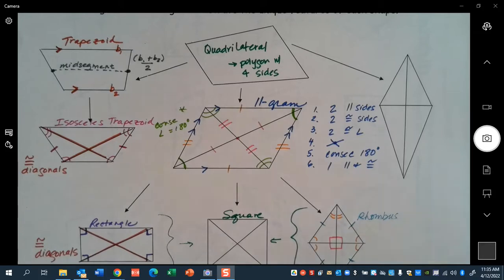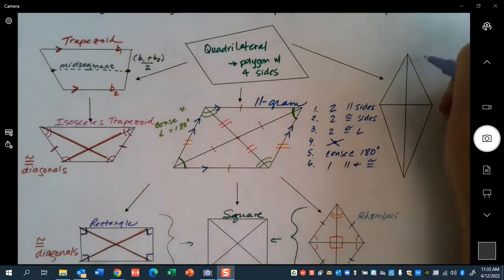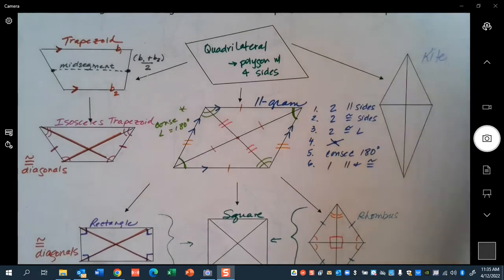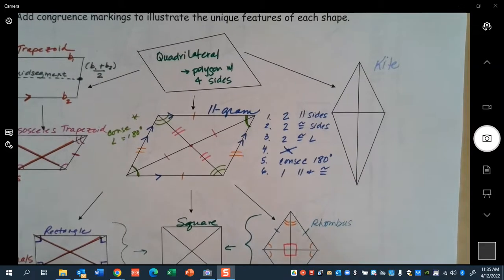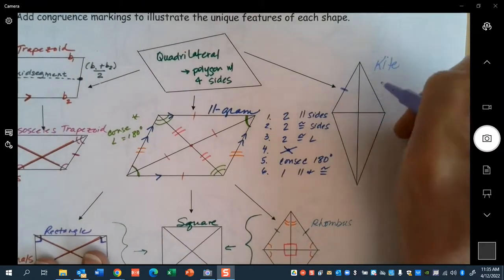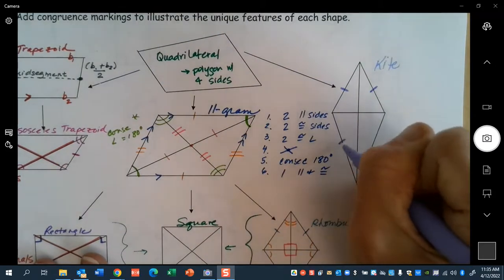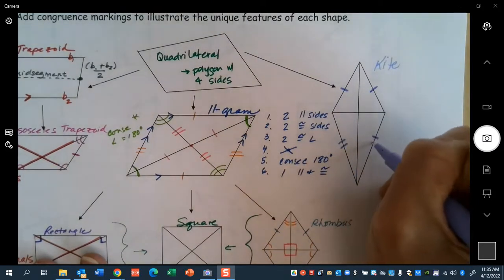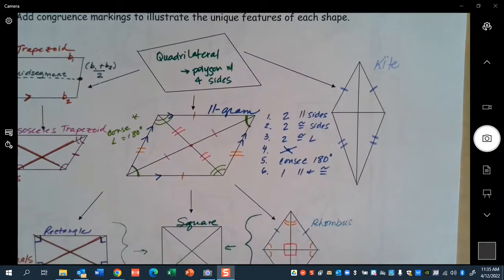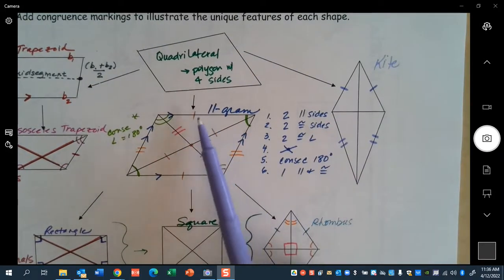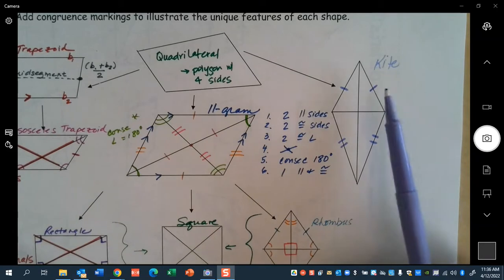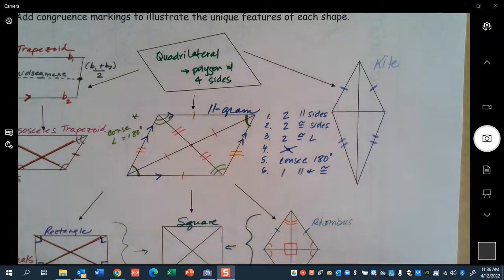All right, our last shape over here is going to be exactly what it looks like, and that is a kite. What's special about a kite is they have two sets of sides that are congruent, but they are consecutive sides. And that's what keeps it from being a parallelogram. A parallelogram has opposite congruent sides. A kite has consecutive. Consecutive means next to each other.